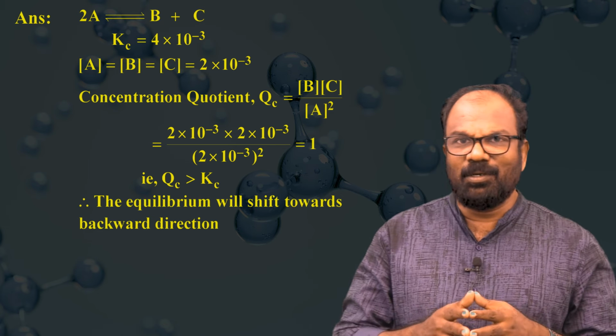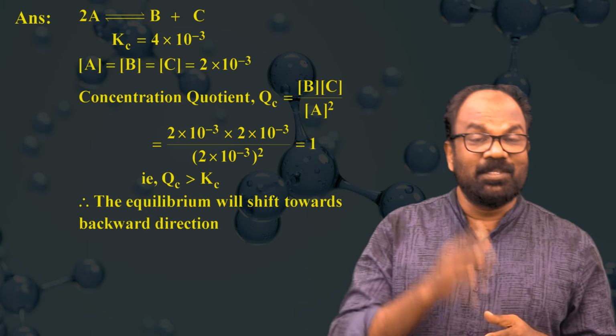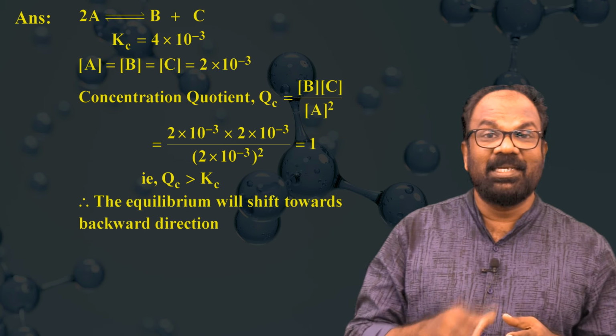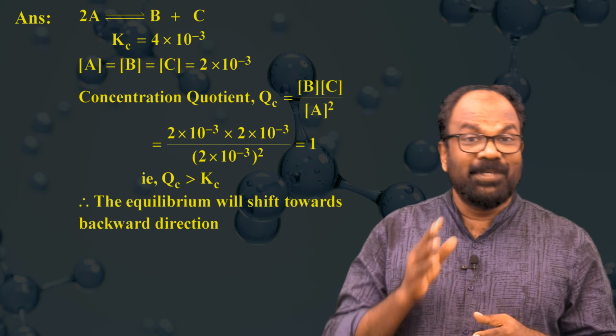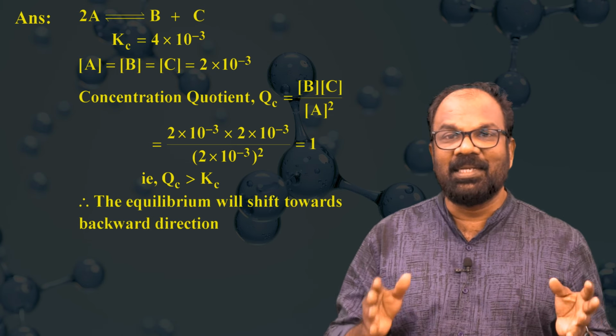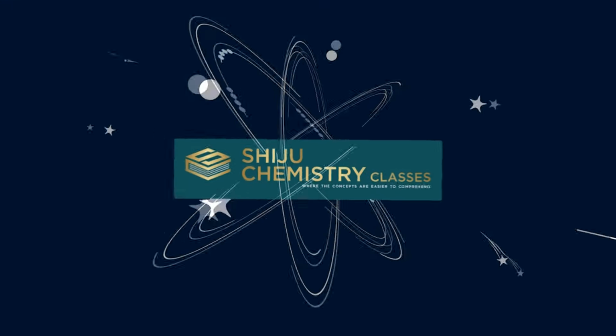Listen, here the equilibrium constant Kc is equal to 4 into 10 raised to minus 3 and the concentration quotient Qc is equal to 1. That means Qc is greater than Kc. If Qc is greater than Kc, then the equilibrium will shift towards backward direction. That means here the answer is option number 3.